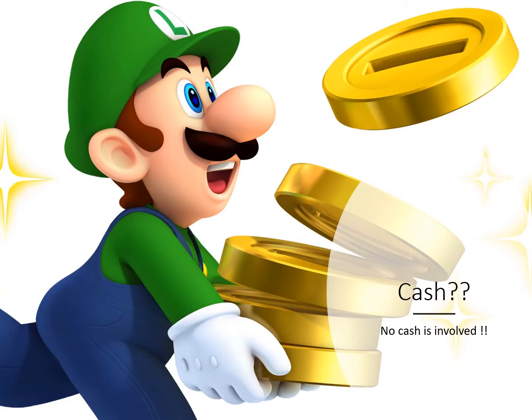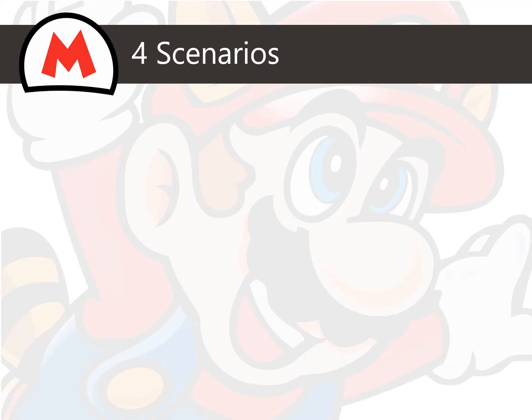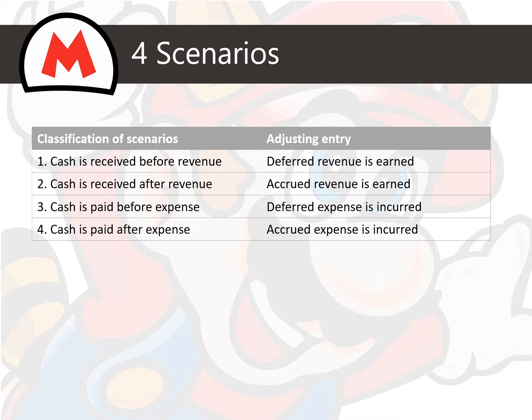Do adjusting entries involve cash? No, adjusting entries do not involve physical cash because cash has already been recognized at the time of cash inflow or outflow. There are four basic scenarios as to when adjusting entries are essentially needed: deferred revenue, accrued revenue, deferred expenses, and accrued expense.